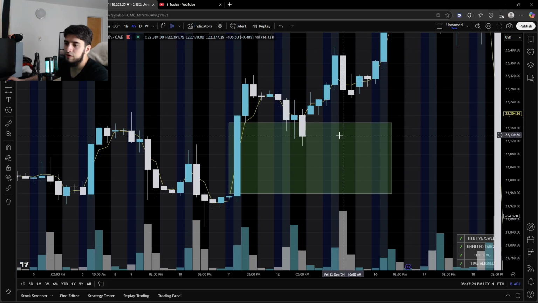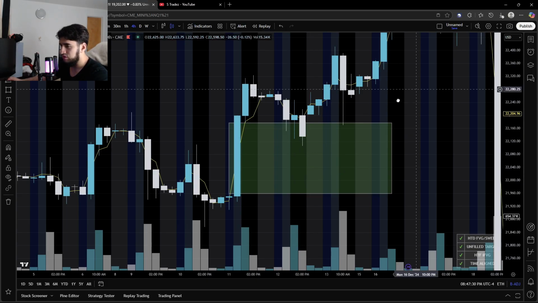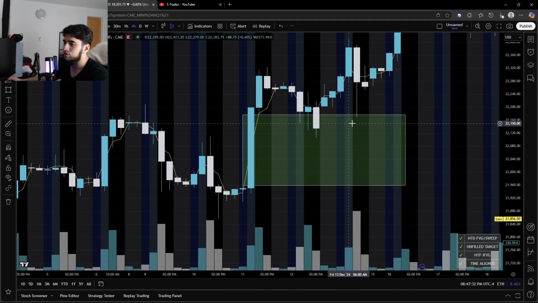So price does what? After making this inefficiency, after making this fair value gap, price ends up coming back, filling those orders in, and then continuing to move higher, right? So this constantly keeps on happening. Fair value gaps are one of the most powerful tools that you could use for any strategies out there, really.